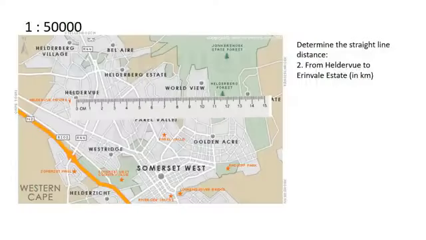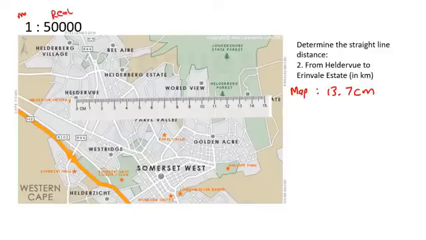13.7. Now that is not the real length, that's just on the map. So the map length will be 13.7 centimeters. Now we know that 1 on the map is 50,000 times larger in real life. Remember, real life is always bigger than on a map. Maps have to be very small. For example, that could be a house over there, but in real life, that house is much bigger than that.